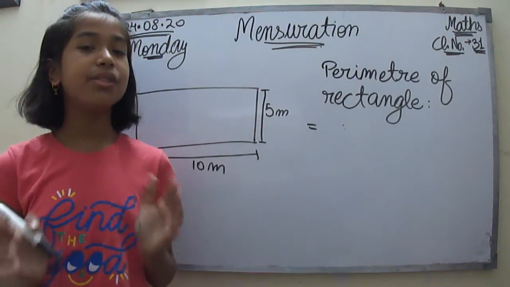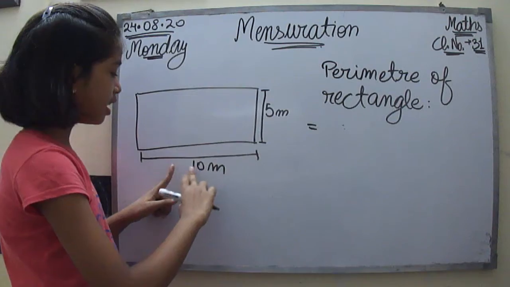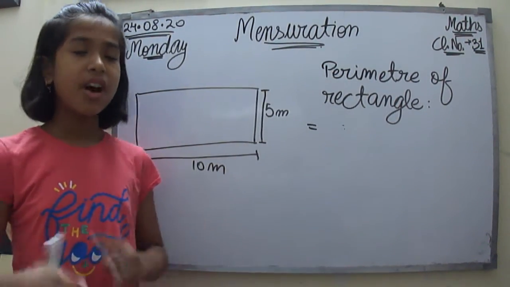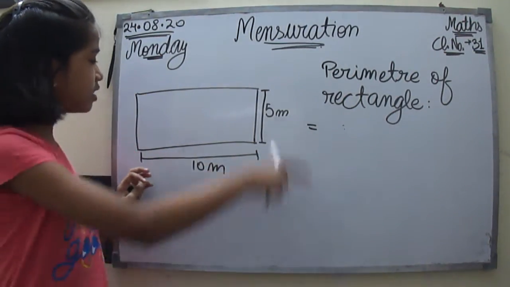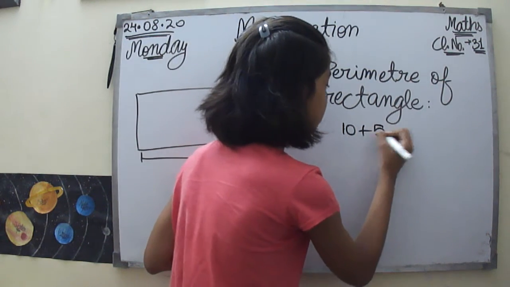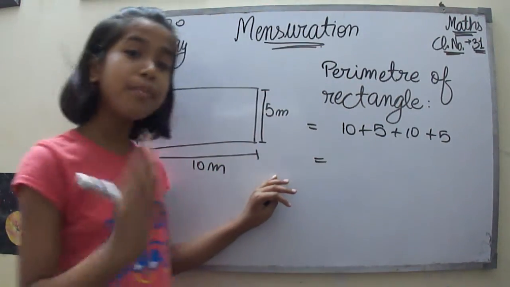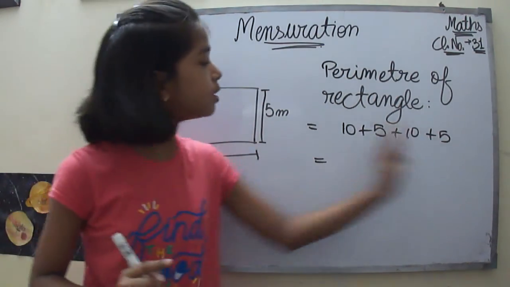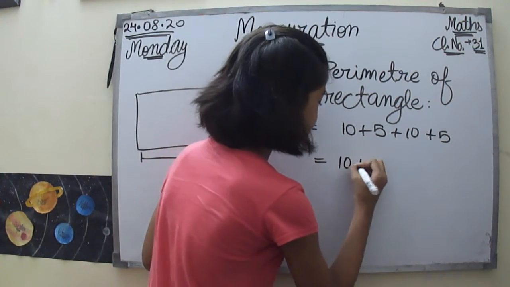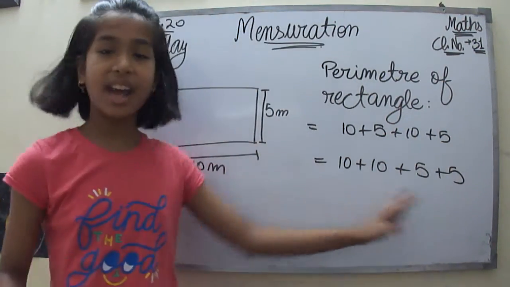Now how will we calculate the perimeter? Simply, we know that here the opposite sides have an equal length. So let's just forget this and now let's just add them up. So 10 plus 5 plus 10 plus 5, what do we get? Here simply, as you can see, we can also simplify this. How? See, 10 plus 10 and 5 plus 5. Like this we can write.